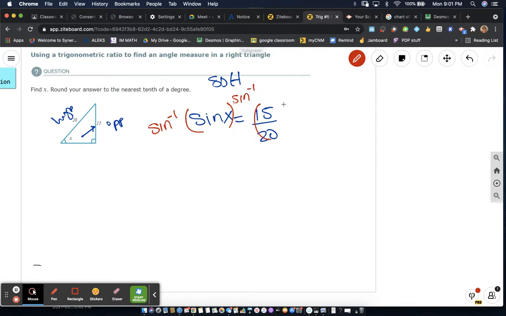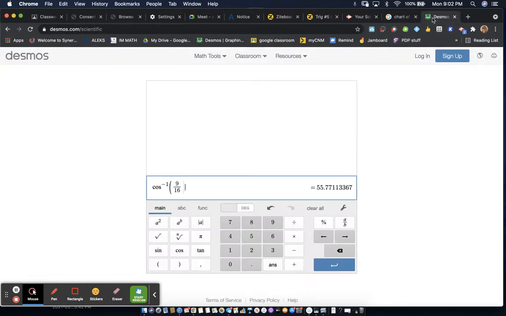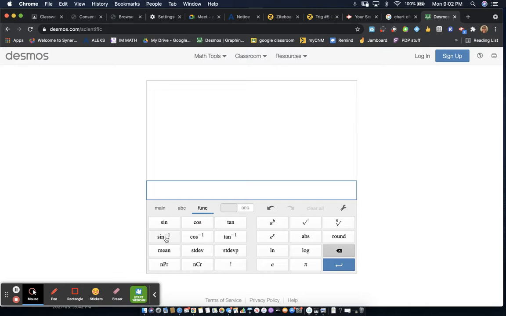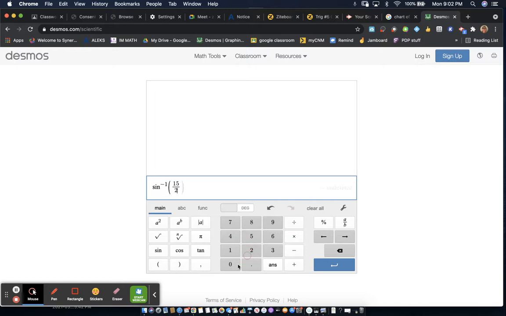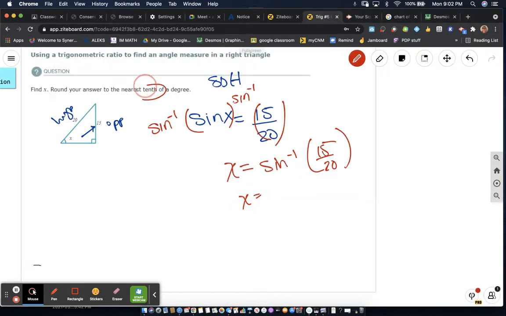Sine inverse. It has to go on the left. You can't do it on the right-hand side because you have to enter it first into the calculator. In other words, x is equal to sine inverse of 15 over 20, or 3/4, but whatever. Here we go. You take your calculator and clear all. You go to the functions and go sine inverse of 15 divided by 20. And there you go, 48.6 if we're rounding to the nearest tenth. X equals 48.6.